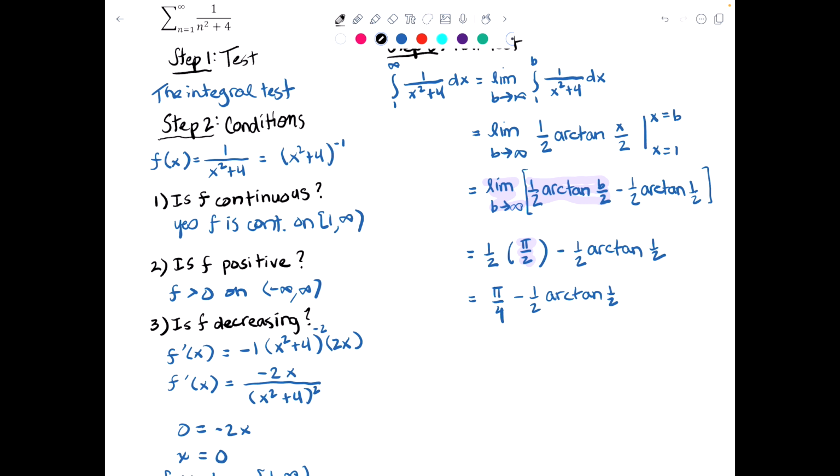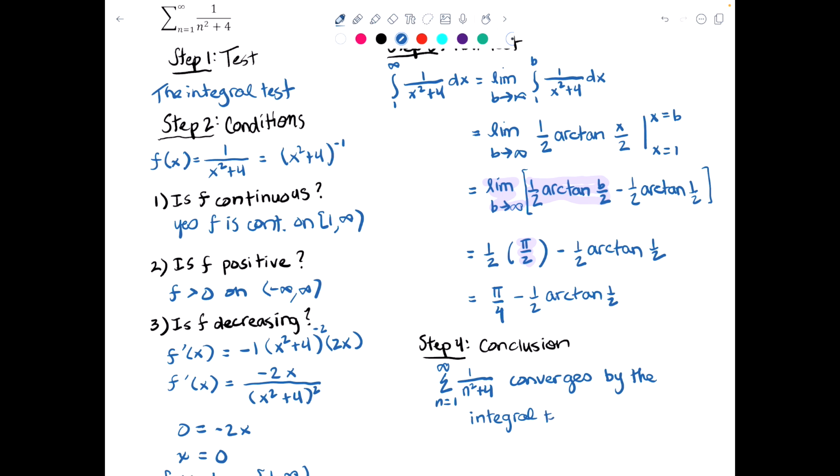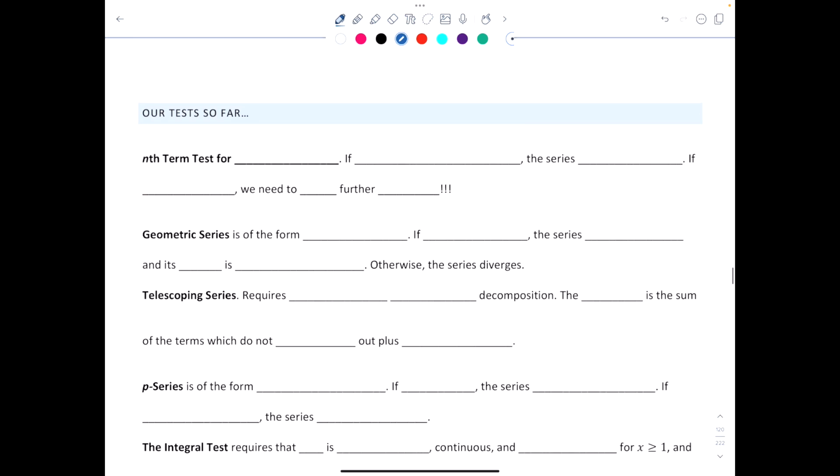And so for our fourth step, that's our conclusion. The summation as n goes from 1 to infinity of 1 over n squared plus 4 converges by the integral test. Agree? All right, so now let's go ahead and take a look. What have we learned so far? What have our tests been so far?